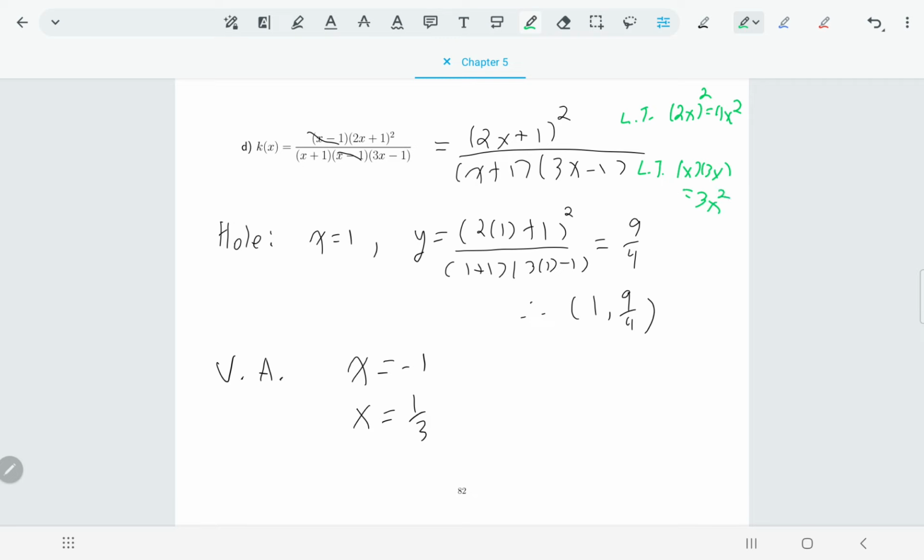So that means that we have the same degree for the top and the bottom. Degree 2 for the top, degree 2 for the bottom, which means, yes, we do have a horizontal asymptote. They do have the same degree, and that means it will be the line y equals leading coefficient for the top over leading coefficient for the bottom. So the line y equals 4/3 is our horizontal asymptote for k of x.